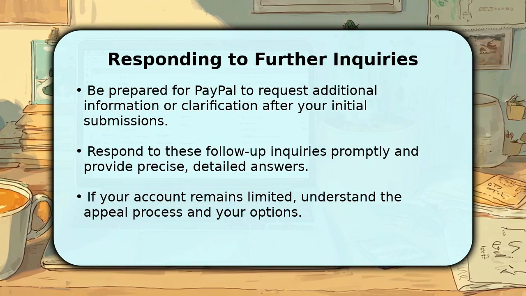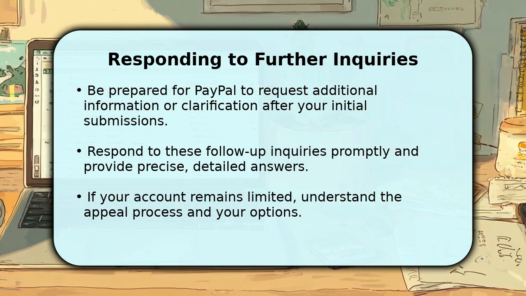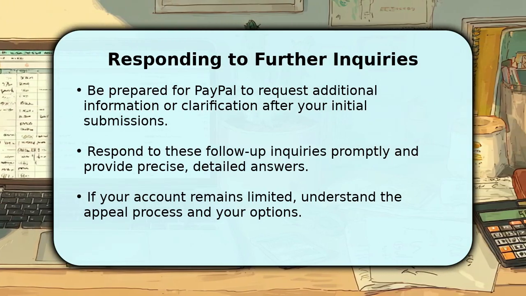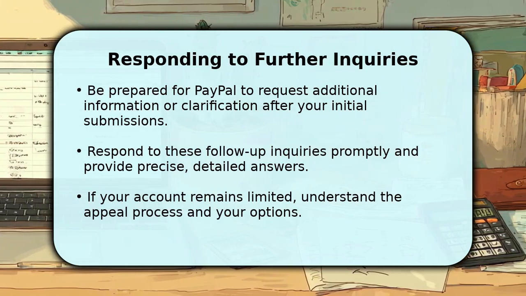If for some reason the limitation isn't lifted after this, you may have the option to appeal the decision, providing further context or new evidence.